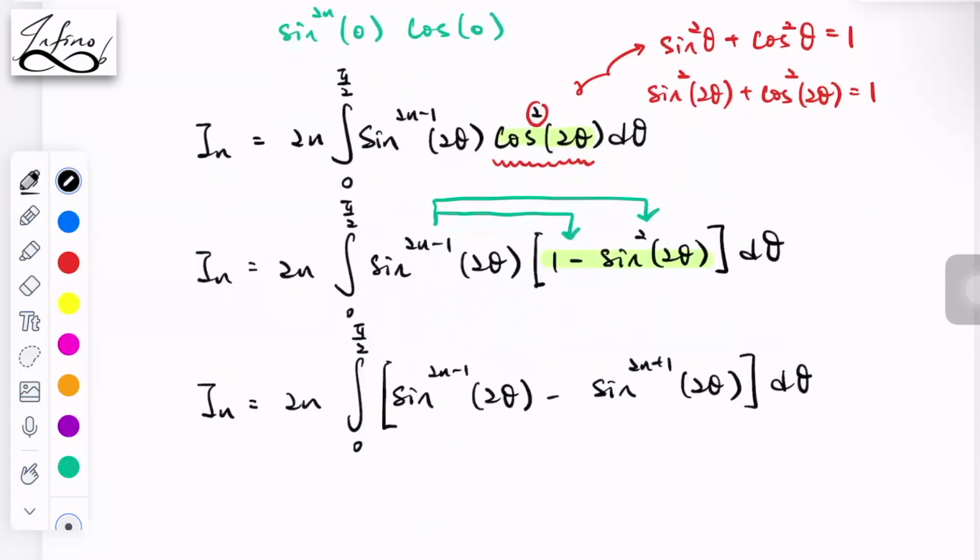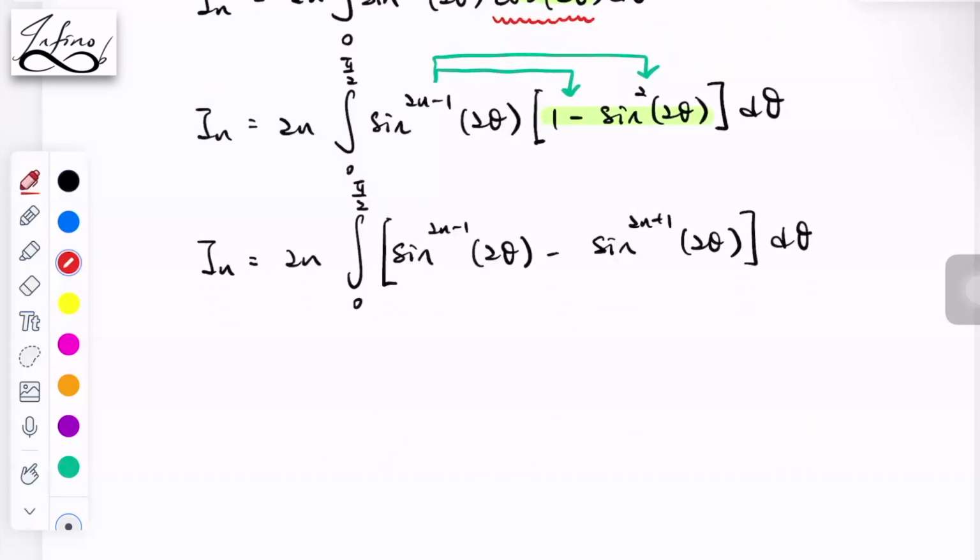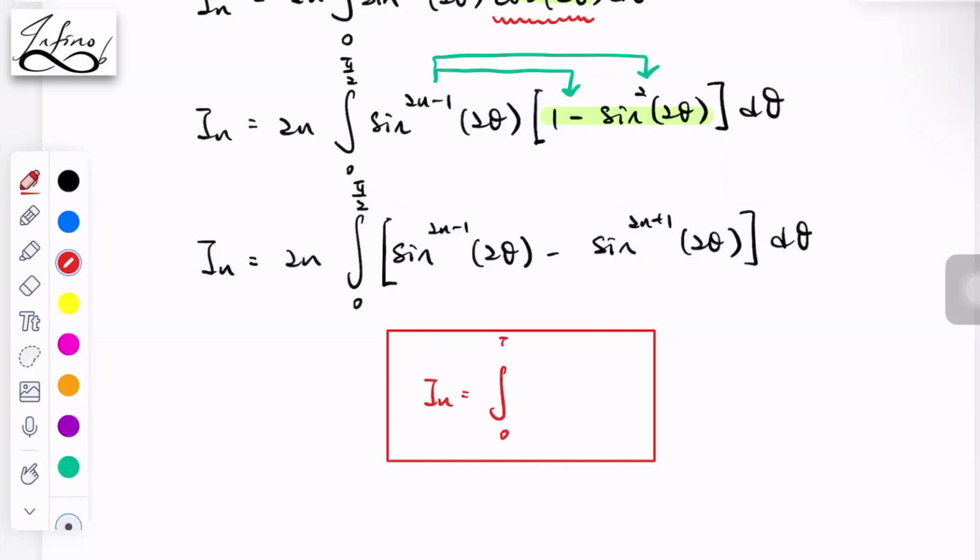Then again, we have to observe the given IN. Maybe I can copy it down for you. So maybe I put it in a red box so you can see the IN. If I look at the question, the IN is integration from 0 to pi over 2 sine 2n plus 1, and then this one is 2 theta d theta. And that's why I want you guys to observe the IN, because you can see this guy is exactly your IN.